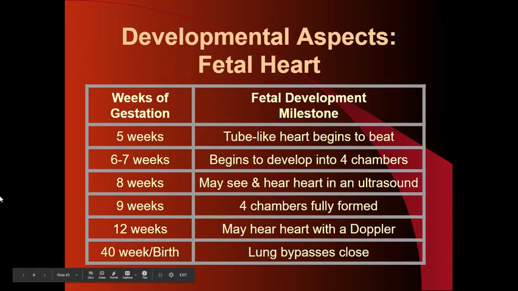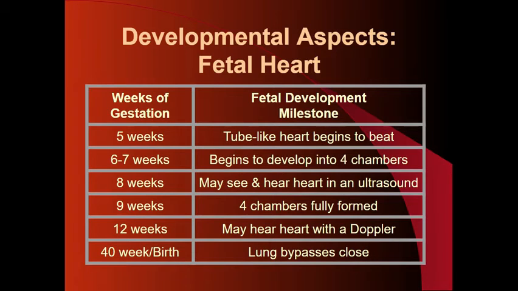So now switching gears to the fetal heart and the development of the fetal heart, there are certain milestones that occur during the 40 weeks of gestation. At about 5 weeks, that is the first time the heart begins to beat. But at 5 weeks, it is only a tube-like structure. At 6 to 7 weeks, it begins to fold on itself and starts to develop the 4 chambers of the heart that we're familiar with.